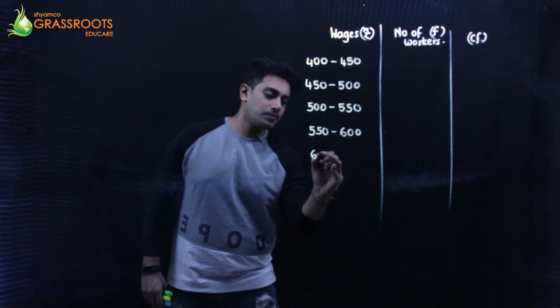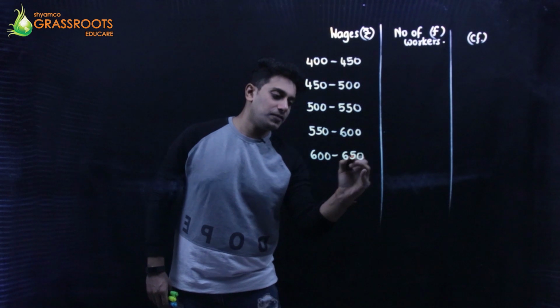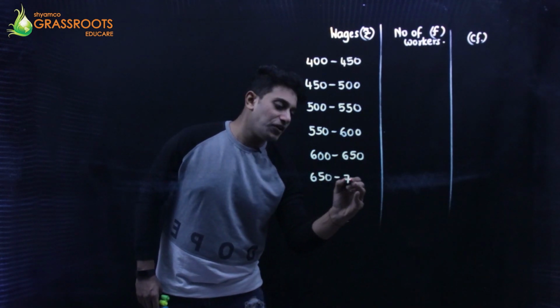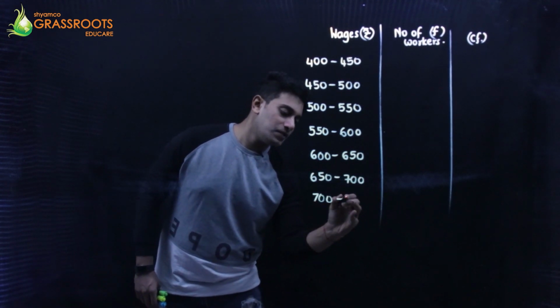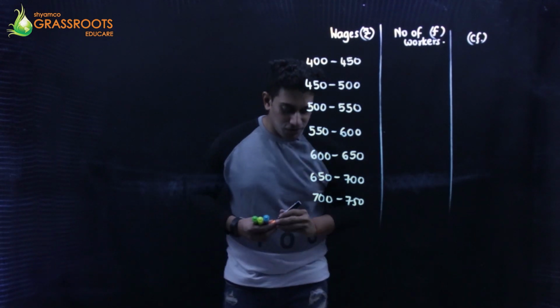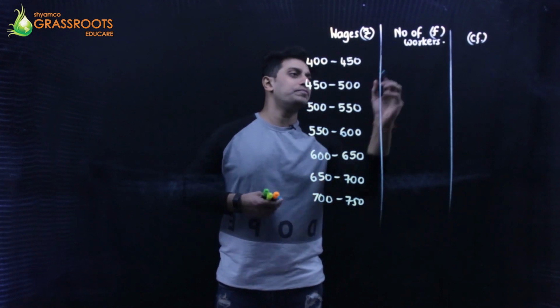600, 650, 700, 750. Number of workers: 2, 6, 12, 18.